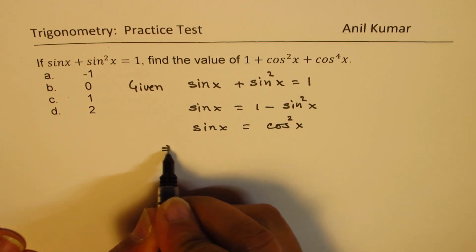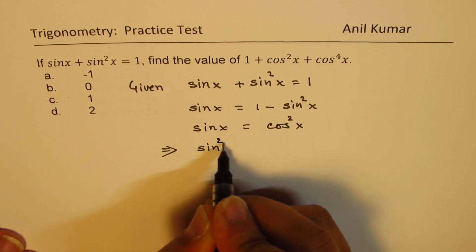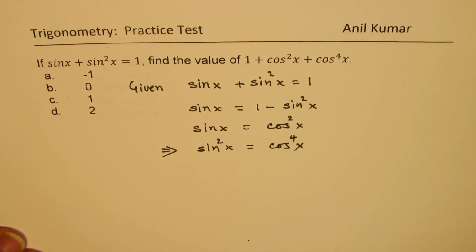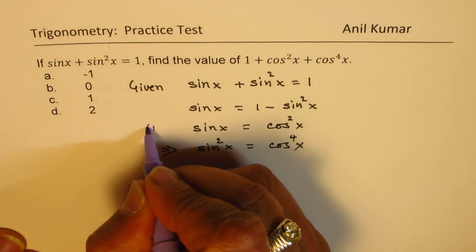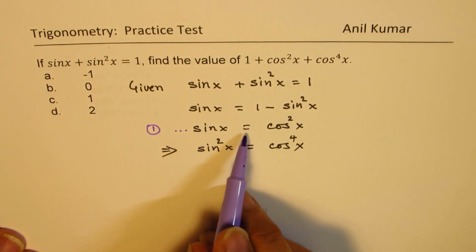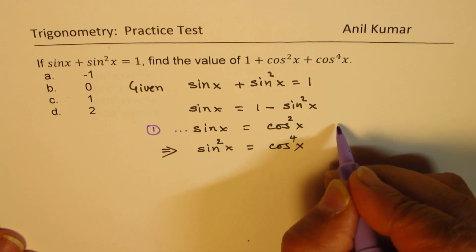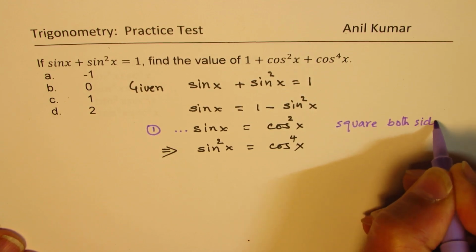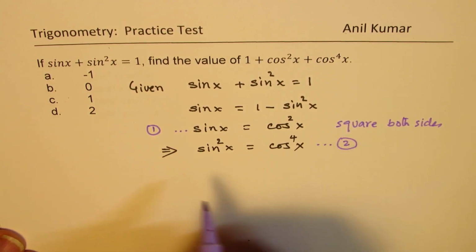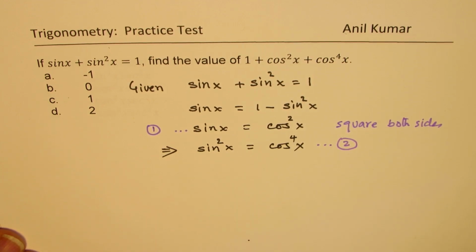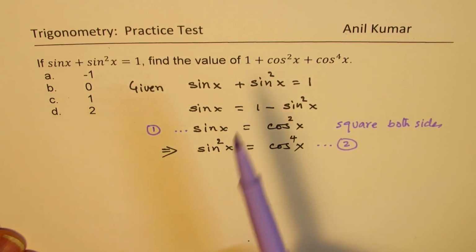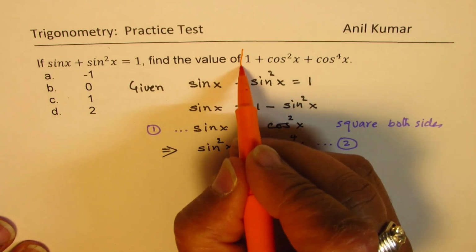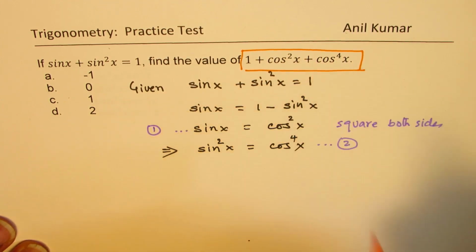We also have cos to the power of 4 x. So that basically implies that we could write sin square x as equal to, squaring both sides, cos to the power of 4 x. Correct? So we get one condition here, which is sin x equals cos square x. And when we square both sides, in that case, we get the second condition, which is sin square x equals cos to the power of 4 x. Correct? Now, we need to find what is the value of 1 plus cos square x plus cos to the power of 4 x, right?